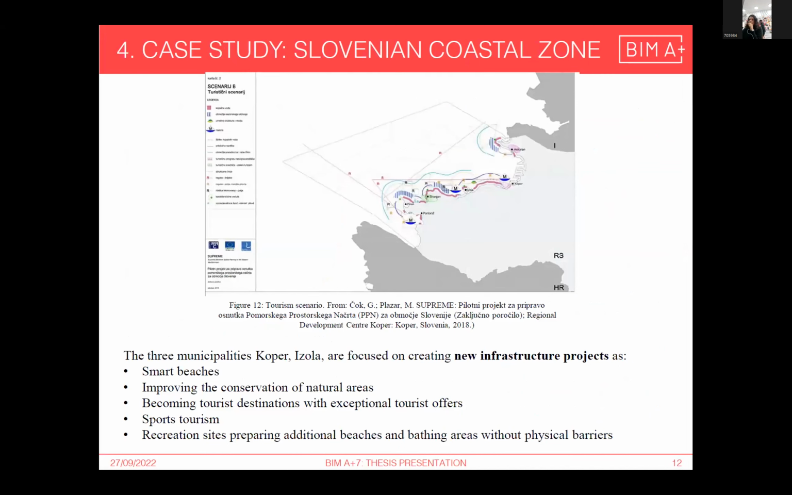So the case study focused on the Slovenian coastal zone, specifically the area of Koper and Izola. Nowadays, all the coastline has different projects in the municipality, new infrastructure, because the pressure from the tourist flow is increasing. So they are not sure exactly about the specific data on how visitors are using this space.